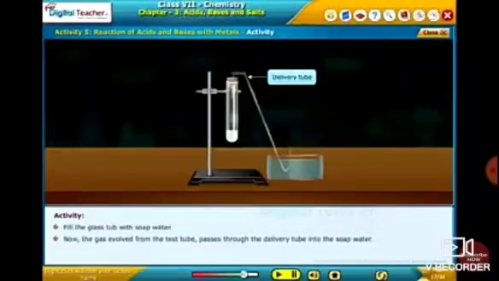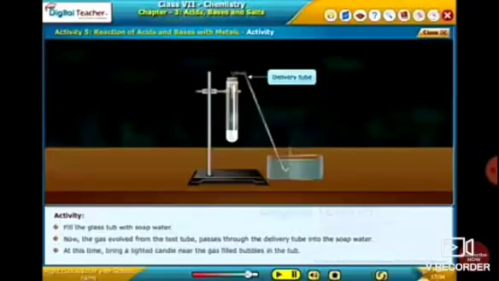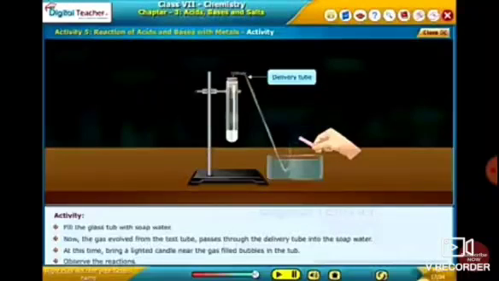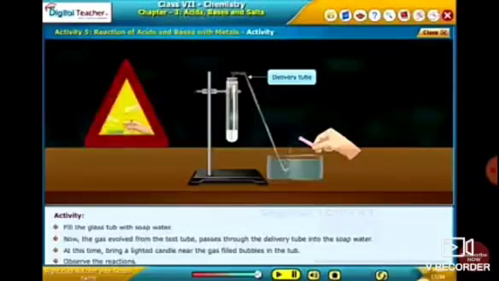Now the gas evolved from the test tube passes through the delivery tube into the soap water. At this time, bring a lighted candle near the gas-filled bubbles in the tub. Observe the reactions. Be careful while handling this.